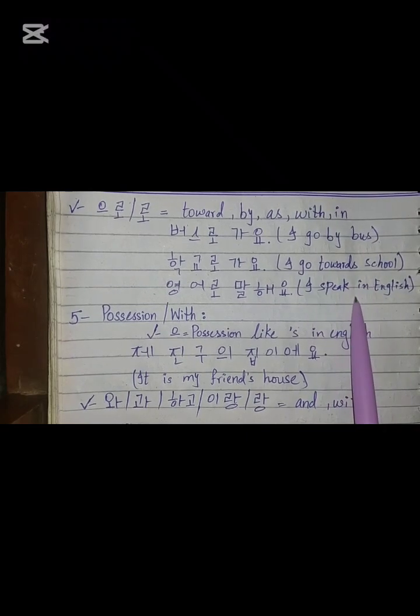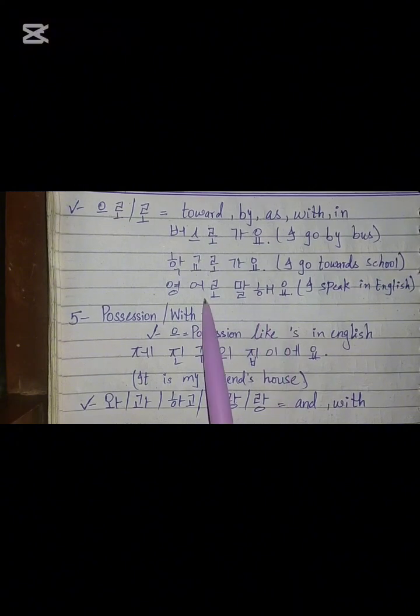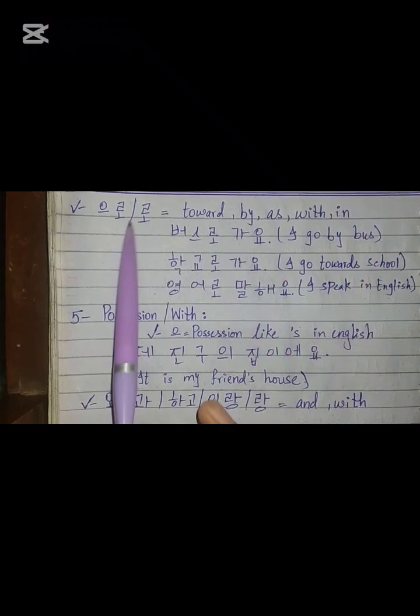Whenever we're using in as well, we use 로. So 영어로 말해요. I speak in English. So I have made three different sentences with by, towards, and in. Whenever we're using any of these, we use ro or iro with that.